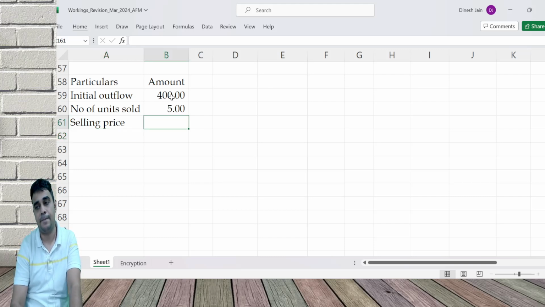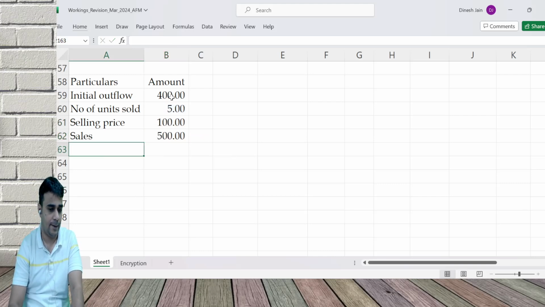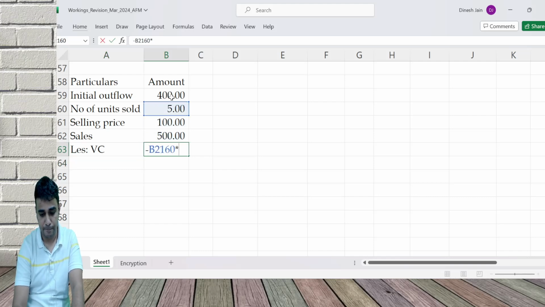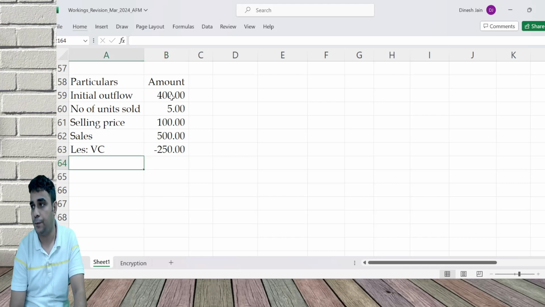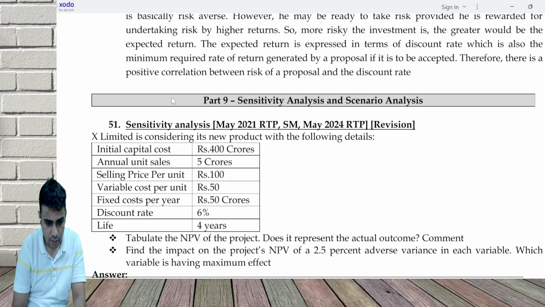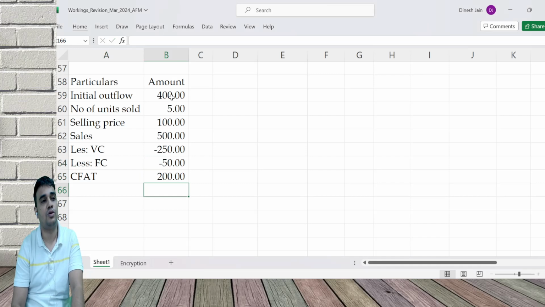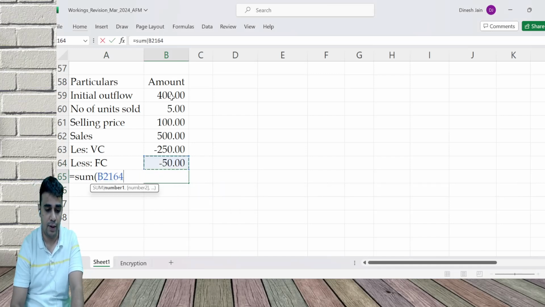Selling price, sales. Why I'm writing separately is so that I can do the sensitivity later. 500. Variable cost, 5 into 50, 250. Fixed cost, 100. Okay, 200. Take it. CF80 is 200.